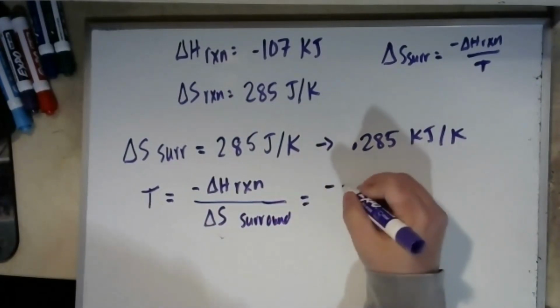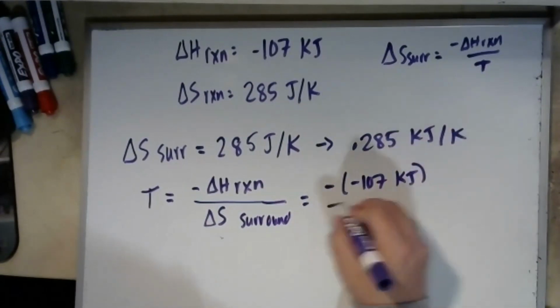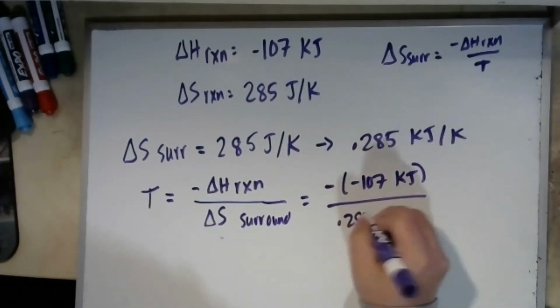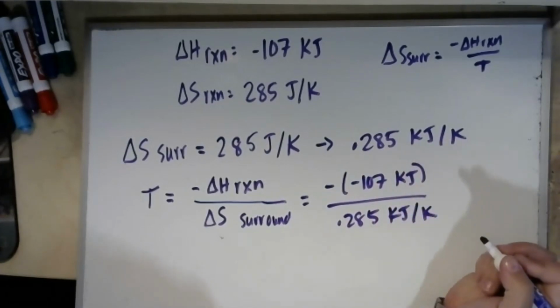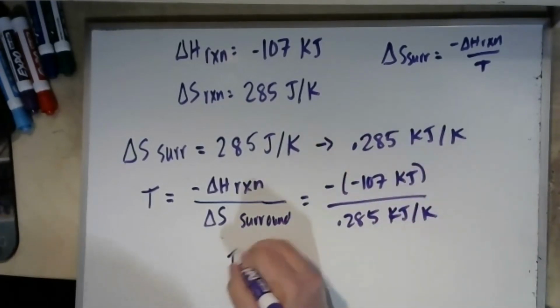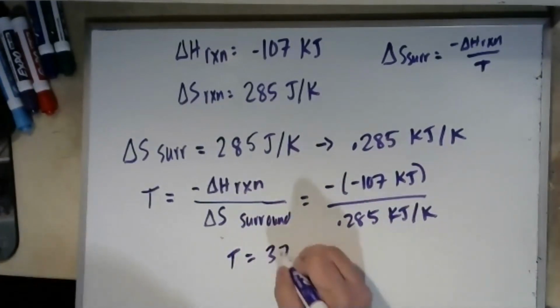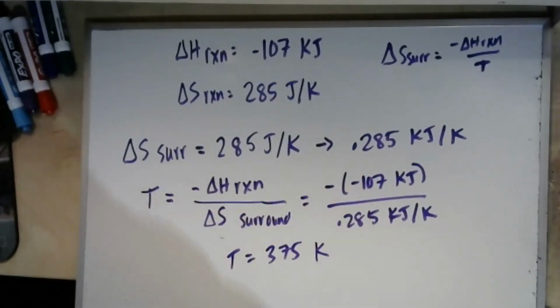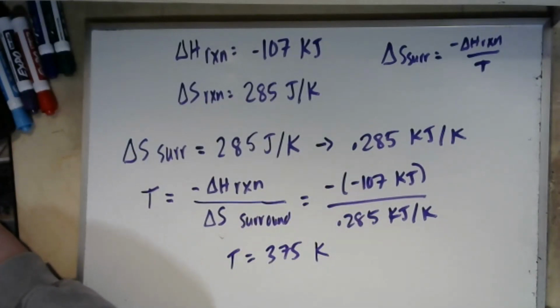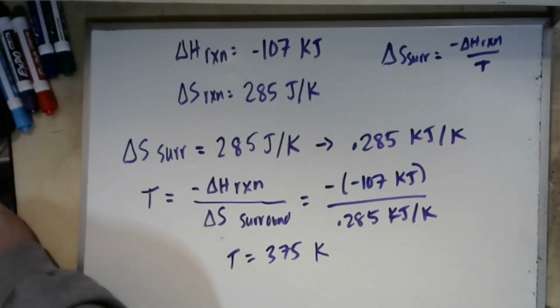Okay, so negative 107 kilojoules divided by 0.285 kilojoules per Kelvin. So the temperature that I'm looking for is going to be around 375 Kelvin. Okay. All right, let's look at the next one.